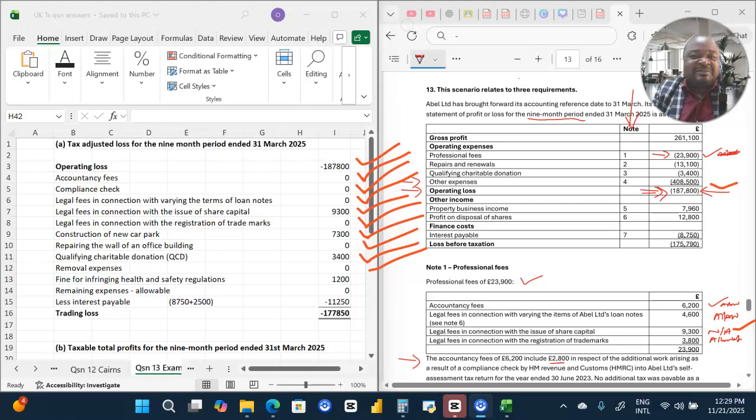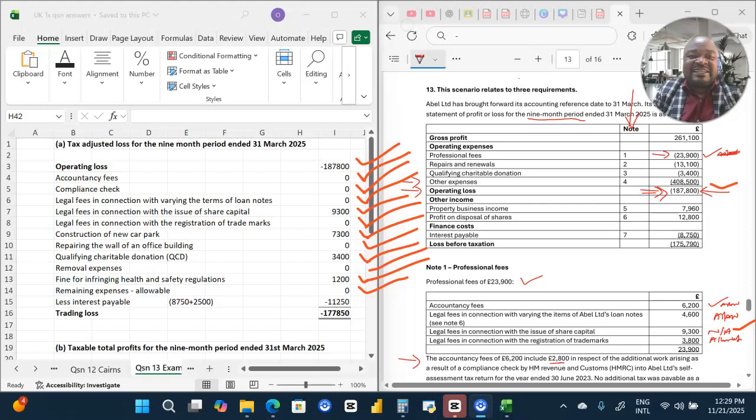Oh my gosh. Okay, now, fine for infringing health and safety regulations. These ones have to be added back, because the taxman doesn't want people who commit crimes. Remaining expenses, we were told they were allowable, so just put a 0, because they've already been deducted by the accountant.